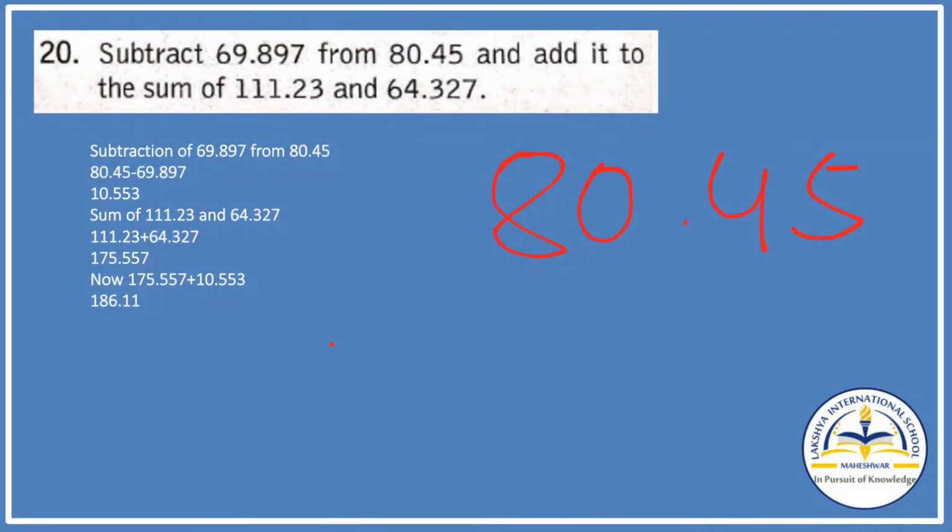Now in question number 20, you have to subtract 80.45 minus 9.897. You will get the answer, that is 10.553, and then you have to add it to the sum of these two numbers. So first we will find the sum of these two numbers. You will get 175.557, and then you have to add 175.557 plus 10.553 to get the final answer, that is 186.11.